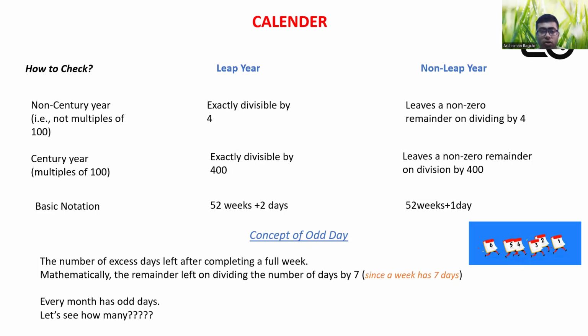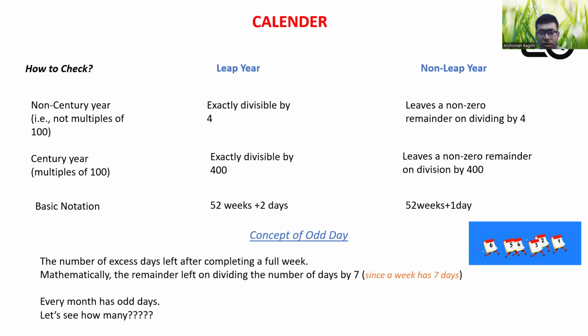Here I have written it for your reference, how to check. For a non-century year, that is not a multiple of 100, a leap year should be exactly divisible by 4. A non-leap year is not exactly divisible by 4 and leaves a remainder between 1 and 3. A century year is, as I just discussed, a multiple of 100. To check a leap year, it should be exactly divisible by 400. So for century years, we will be dividing by 400. A non-leap century year is not exactly divisible by 400 and will leave a remainder between 1 and 399. These are the basic notations. You all know that.